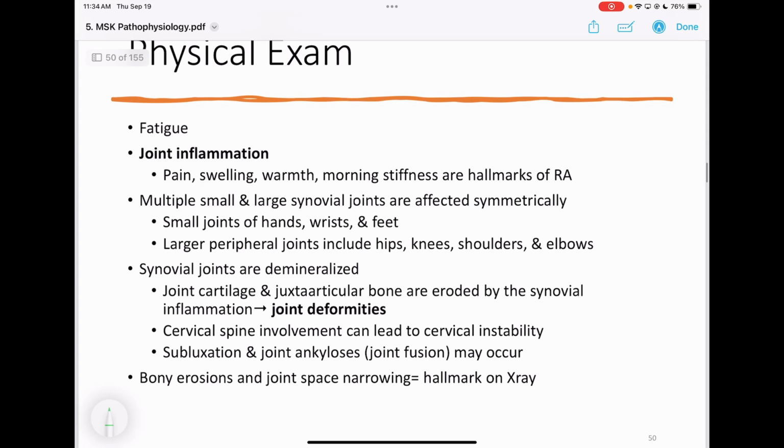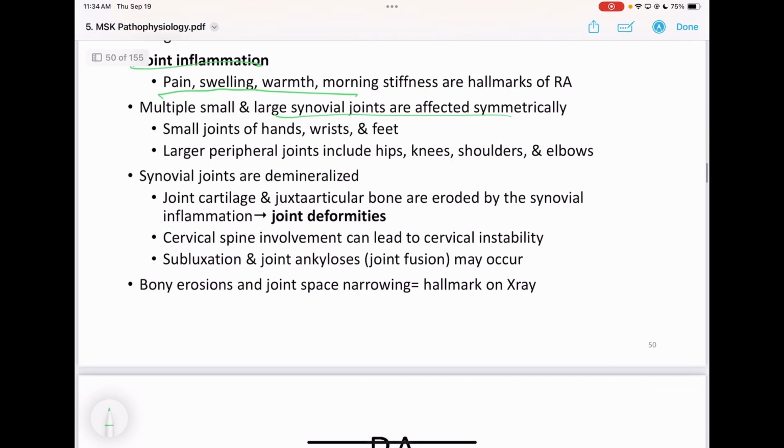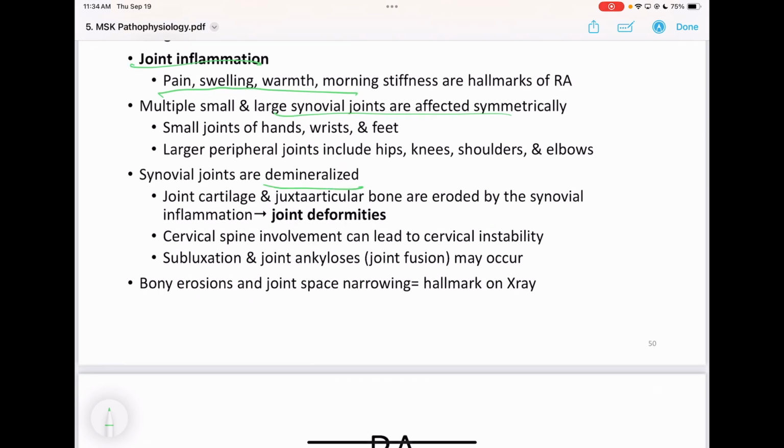Physical exam for rheumatoid arthritis: joint inflammation, pain, swelling, warmth. All these are hallmarks. Morning stiffness, they wake up in the morning stiffer. In osteoarthritis, when they wake up in the morning, they might be a little bit stiff, but once they start moving, it's going to go away. It's just from being in bed all night. Multiple small and large synovial joints are affected symmetrically. Small joints of the hands, wrists, and feet, or the bigger ones, your hips, knees, shoulders. The synovial joints become demineralized. Okay, joint cartilage and that bone are eroded by that synovial inflammation.